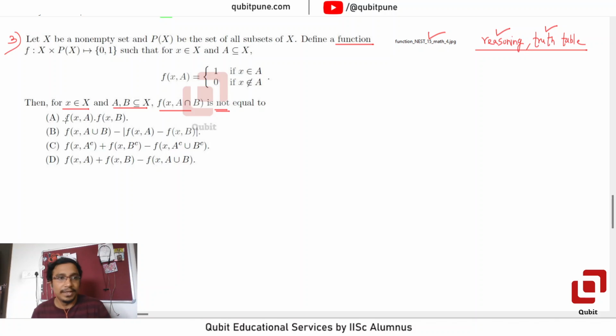Okay, so we are basically given a set, it's non-empty, and we are also given its power set.